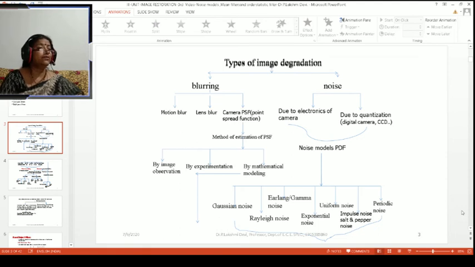Totally, the different noise models encountered in the images are basically categorized into aperiodic and periodic noises. Aperiodic noises we also call random noises. Those are Gaussian noise, Rayleigh noise, Erlang or gamma noise, exponential noise, uniform noise, and impulse or salt and pepper noise. These are random noises, and periodic noise is another category. This hierarchy is given in this particular slide.